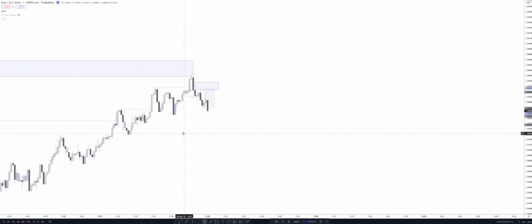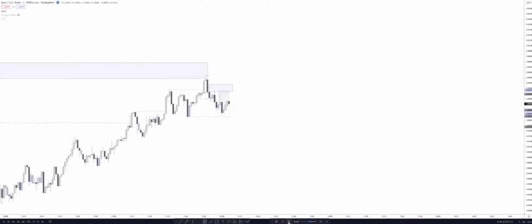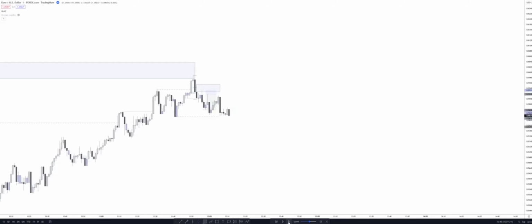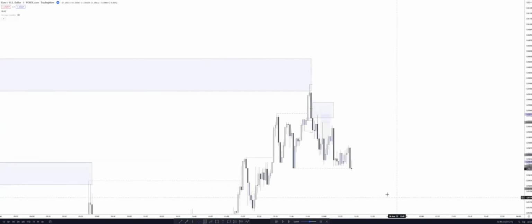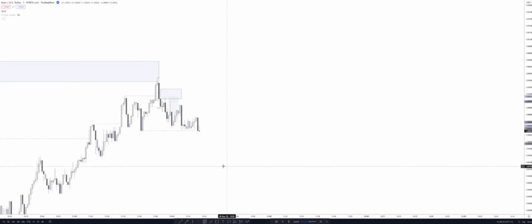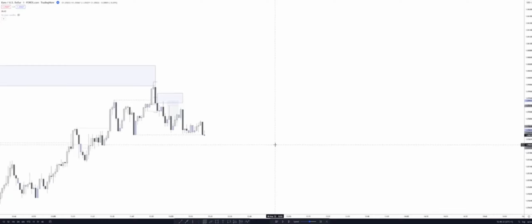However, what we can also do is look for continuations. So our breaker structure would be this low here on the 1 minute. Let's see what happens next. Okay, we have our breaker structure. Now, what do we want to do when we're looking at breaks of structure? What we want to do is follow the order flow.